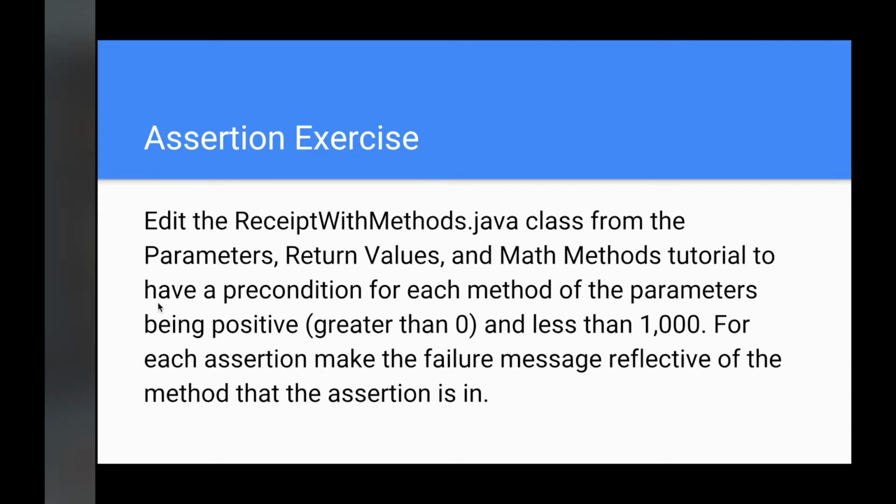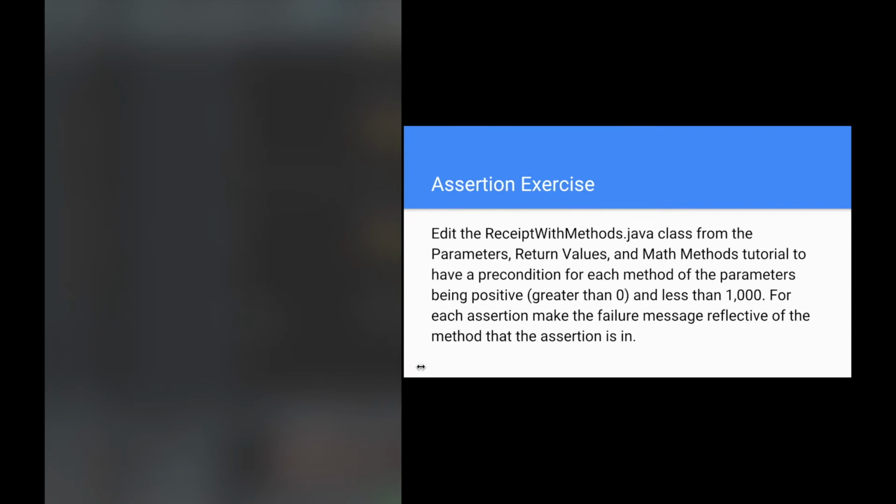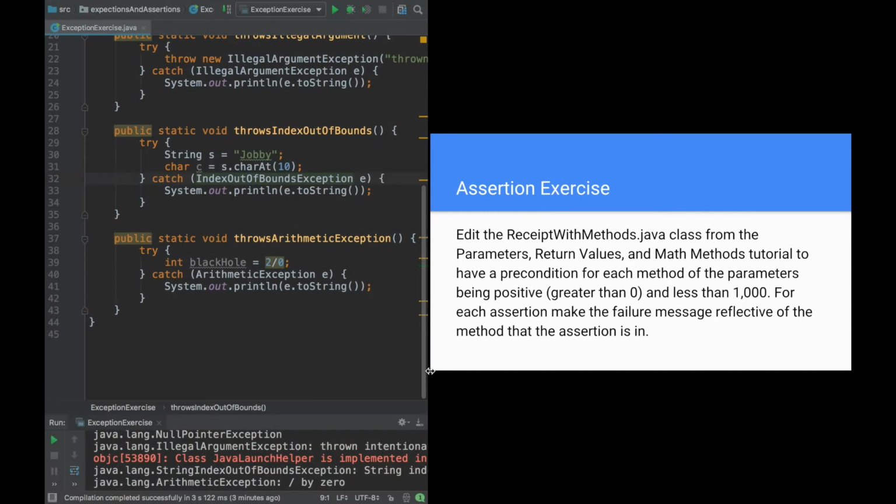So an assertion exercise is to take the receipt with methods Java class from the parameters, return values, and math methods tutorial and have a precondition for each method for the parameters to be both positive and less than 1,000. And for each assertion, make the failure message reflective of the method that the assertion is in.